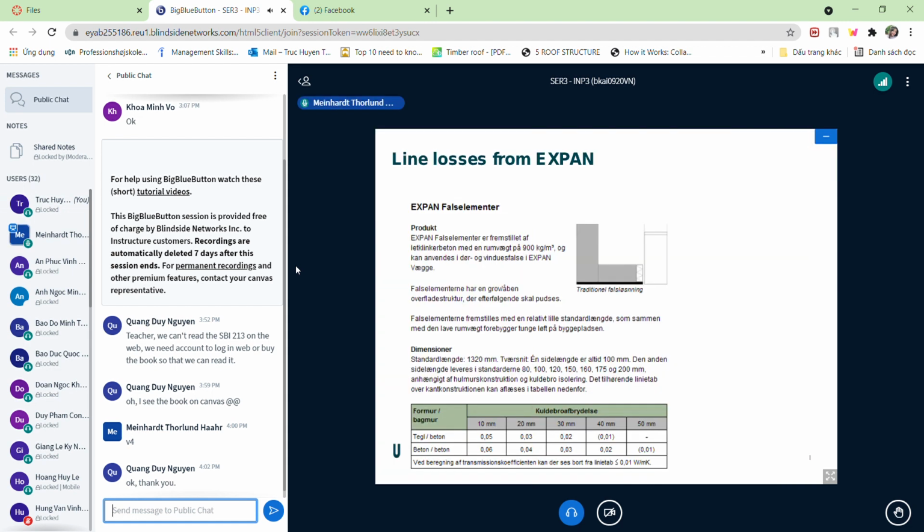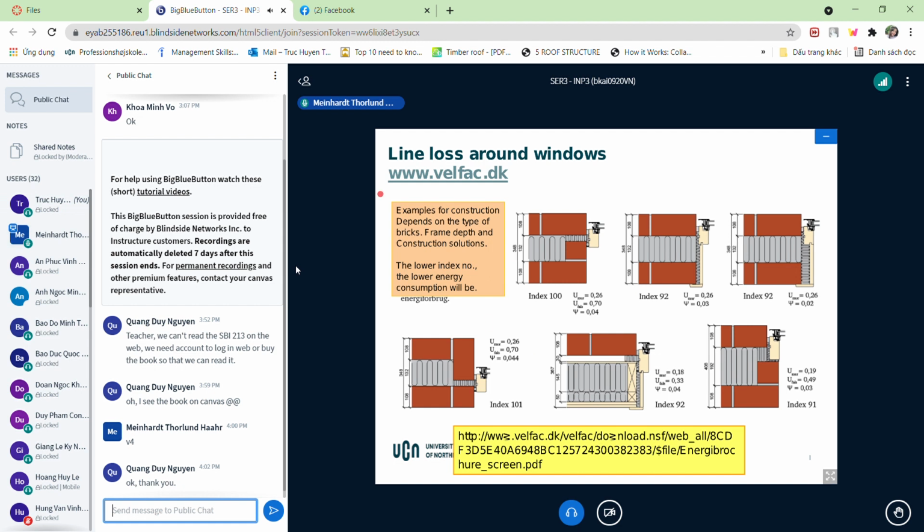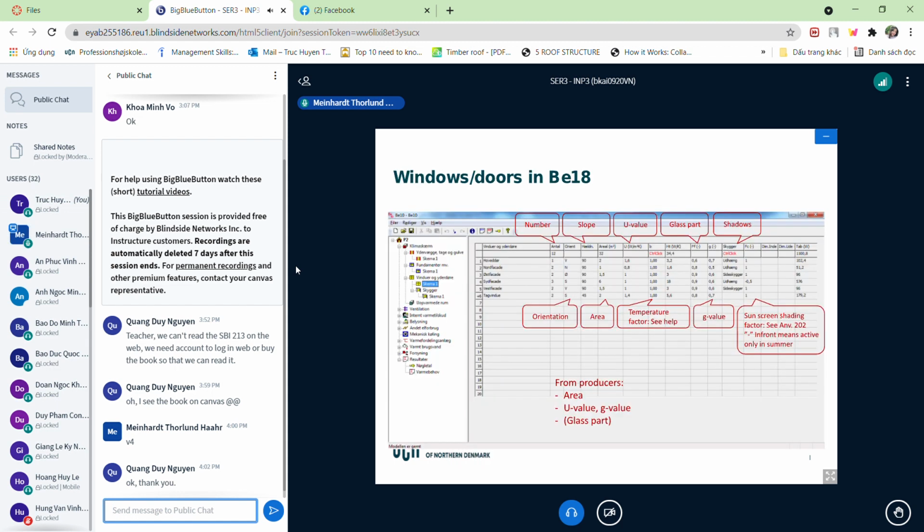And again, you can also get some solutions from Xpan, which is another company producing them. There is also linear loss around the windows from Melfac. They also did some kind of pre-calculations. So if you can't find the ones that are used in the tables in DS 418, you can see what information they have. And most of these websites also have international access, so you can also get this in English.